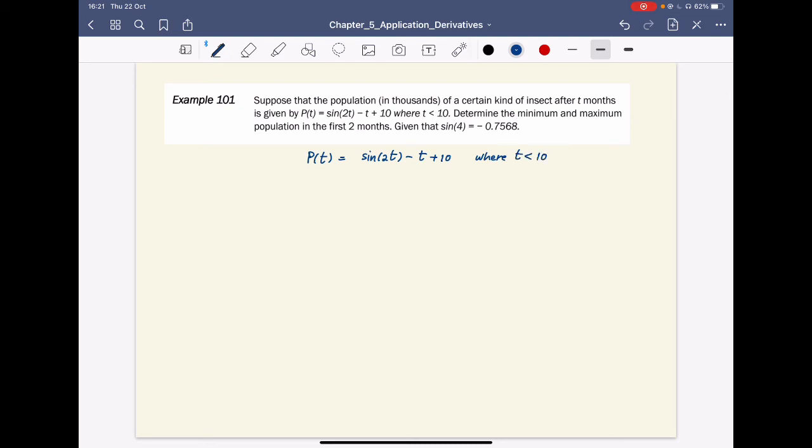Well, let's find the minimum and maximum population in the first 2 months. So that means we want to find the absolute max and absolute min on the interval 0 to 2, right? Because we just need the absolute max and absolute min in the first 2 months. So first, we're gonna differentiate, of course. So differentiate sine, you get cosine.